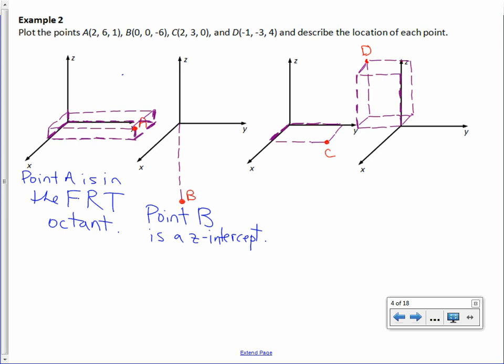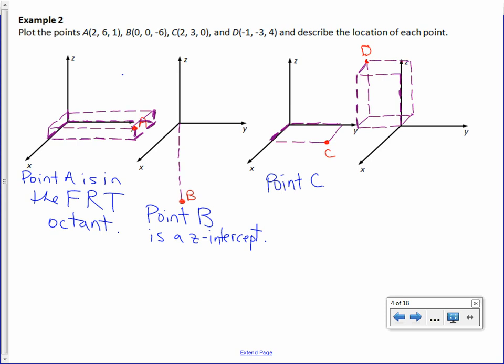Okay? All right, for point C, I want you to understand it's the same with B. Those points are not in octants. They're on boundaries of octants. In B, we were on an axis. In C, we're not on an axis, but are we still on a boundary between octants?